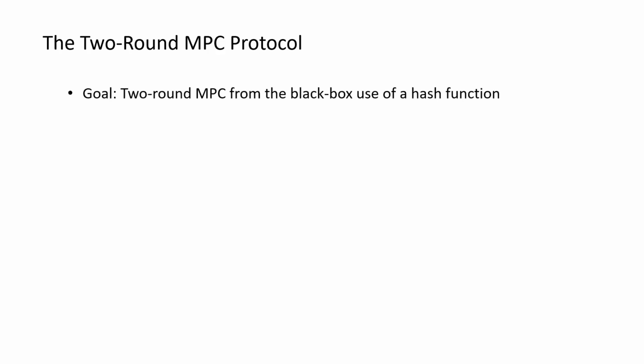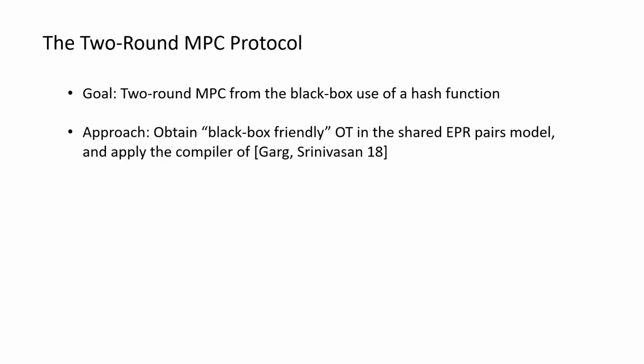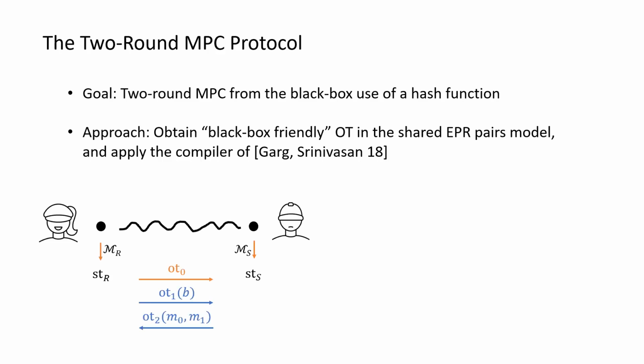Before I end, I just want to have one slide about our 2-round MPC protocol, right? The goal here is to get 2-round MPC from the black box use of a hash function. Our approach is to obtain what we call a black box friendly OT in the shared EPR pairs model. Then, if you're familiar with the Garg-Srinivasan compiler, we're going to apply it to the OT to turn it into a 2-round MPC. And our OT roughly looks like this.